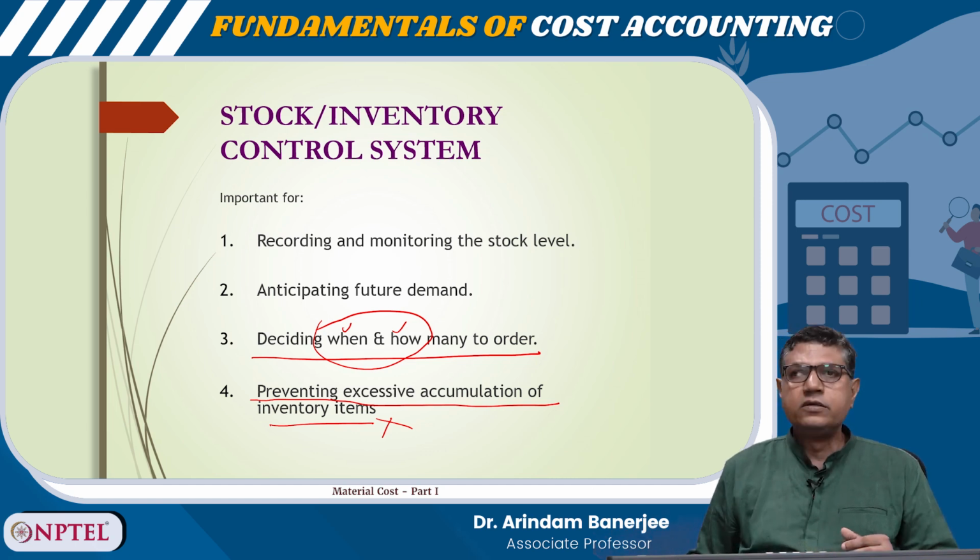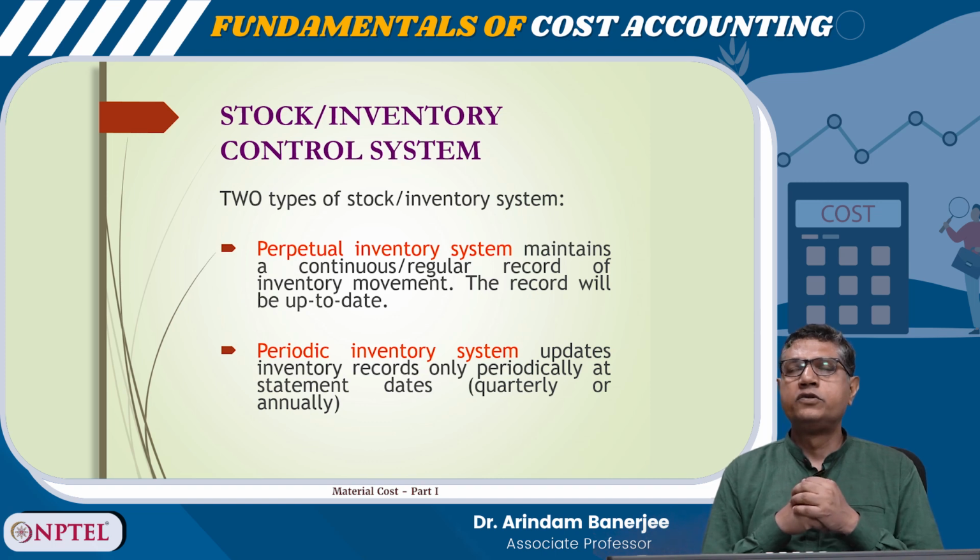Okay. So, now there are two types of stock and inventory system. The first one is the perpetual inventory system. What is the perpetual inventory system? It maintains a continuous and regular record of inventory movement. The record is to be up to date, right. So, continuously they keep on maintaining the records, and the periodic inventory system updates the inventory records only periodically, at statement.